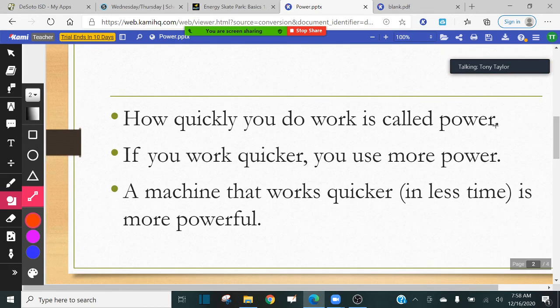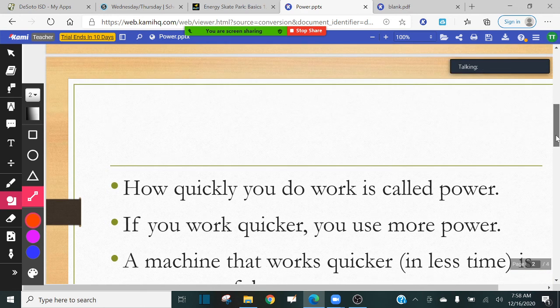Power by definition is how quickly work is being done. So how quickly you do work is called power. If an object works quicker, it uses more power. So in other words, a machine that works quicker than another machine is said to be more powerful than another machine. When I say it works quicker, we mean that it does the same amount of work in less time when compared to another object or another machine.